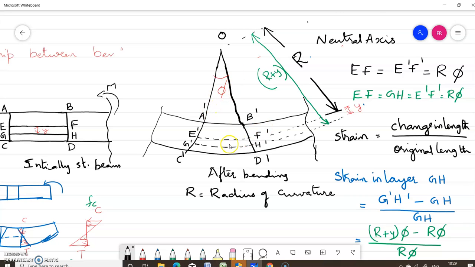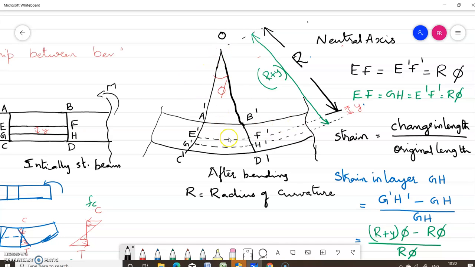Since EF is a neutral axis, there is no change in its length, as in the neutral axis the stresses are 0. That is, EF will be the same as E dash F dash. The length of the neutral axis will not change.